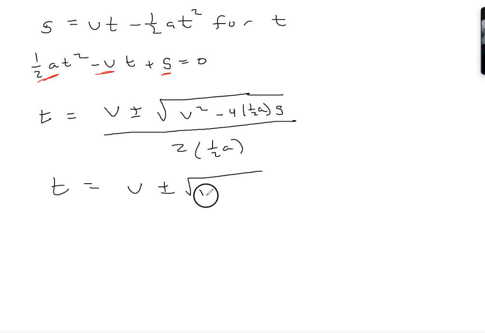So that would be the square root of v squared, 2 goes into 4 twice, so minus 2as. And then those cancel, and then we're left with a. So essentially, I brought everything this way and got that a.